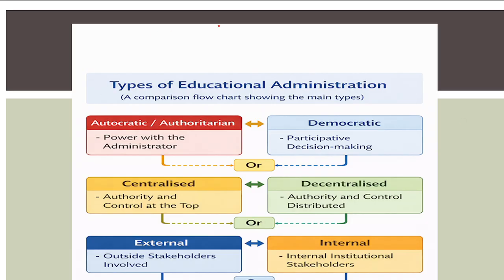Here is the complete summary of the types of administration that we have talked about. We have autocratic versus democratic. In autocratic, the power is with the administrator. In democratic, it is more participative and decision making is shared. Then we have centralized and decentralized. In centralized, the authority and control are at the top, and in decentralized, the authority and control are distributed. Then we have external and internal. External involves outside stakeholders in the process, and internal involves the internal institutional stakeholders.